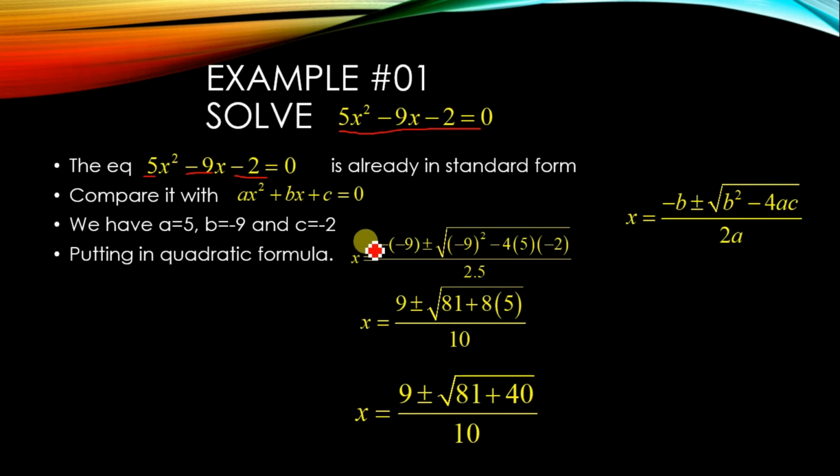Now I put the values in this quadratic formula. x is equal to minus b plus minus square root of b squared minus 4ac upon 2a. I have minus into minus 9 plus minus square root of minus 9 square minus 4 into 5 into minus 2 upon 2 into 5. We know that minus 9 square is equal to plus 81, and minus 4 into minus 2 is equal to plus 8, into 5 upon 10. So x will be equal to 9 plus minus square root of 81 plus 5 8s are 40 upon 10.